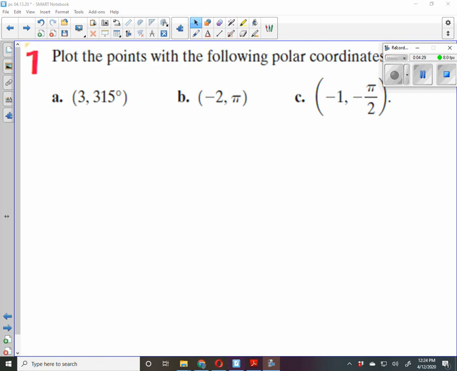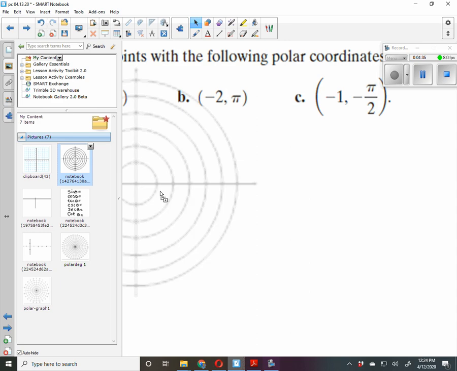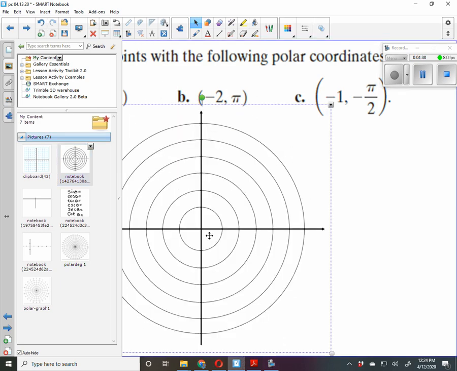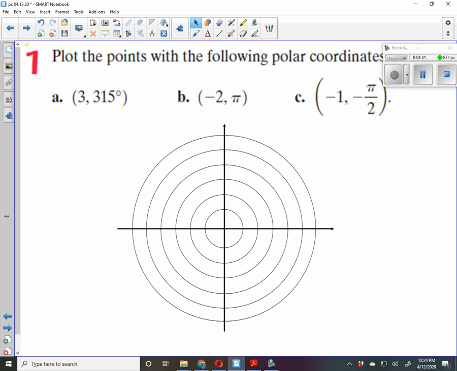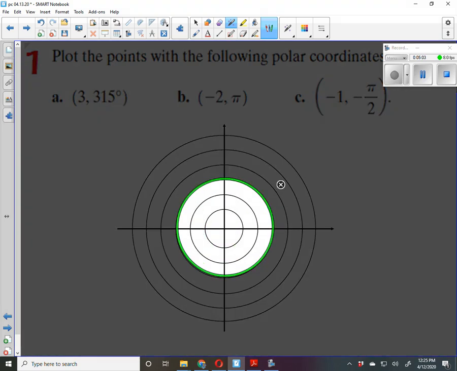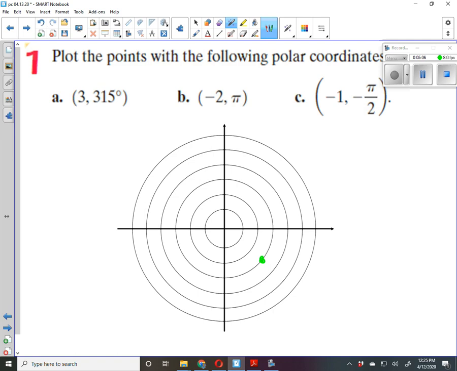All right, plot the points with the following coordinates. So again, we need a polar graph, and we're going to plot these points. So A says we're going to go out 3 circles, right? 1, 2, 3. So we're here, but it wants us to rotate 315 degrees. Well, 315 degrees puts me all the way to this point here. All right, so I'm here. Let's go ahead and plot that. That's A.